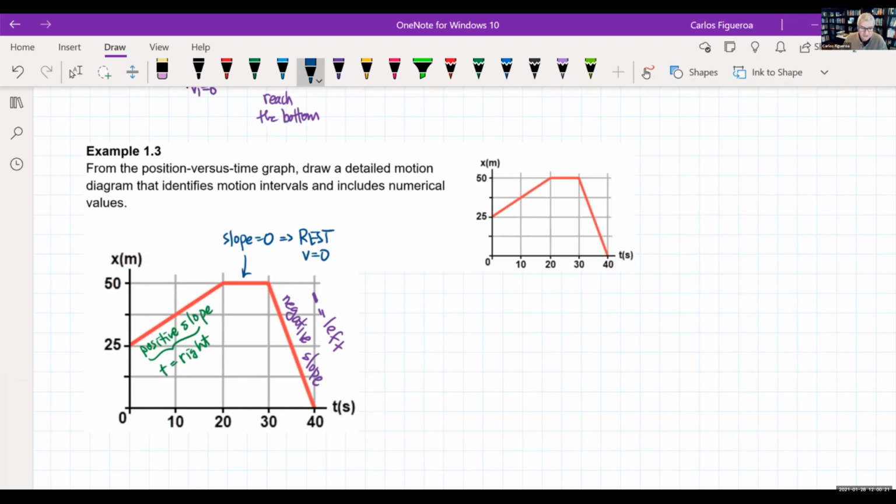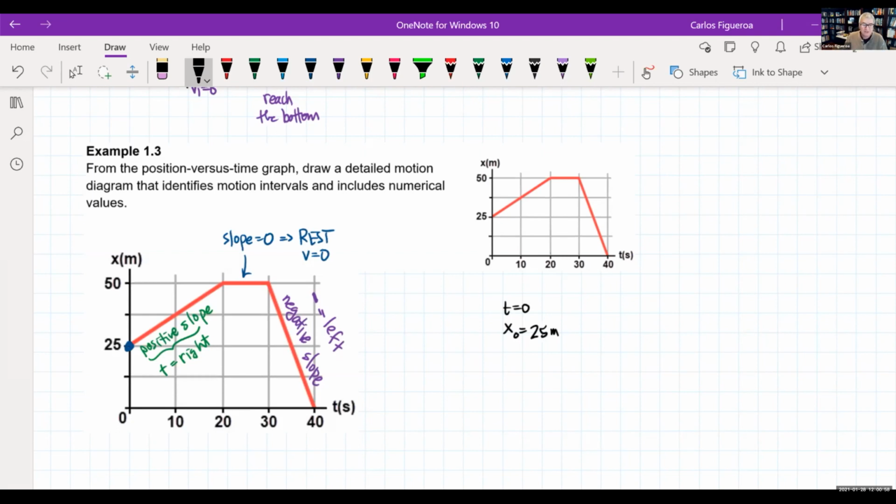So here we go. The first thing I'm seeing is that my initial position is at what? 25 meters. Okay. So when my clock is at t, I'm going to move it down because I'm going to run out of space. Let me be more careful here. At t equal to 0, I have an initial position of 25 meters.